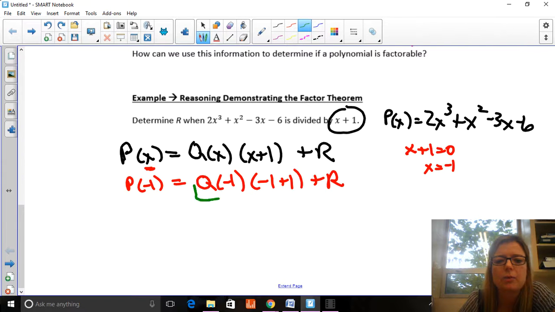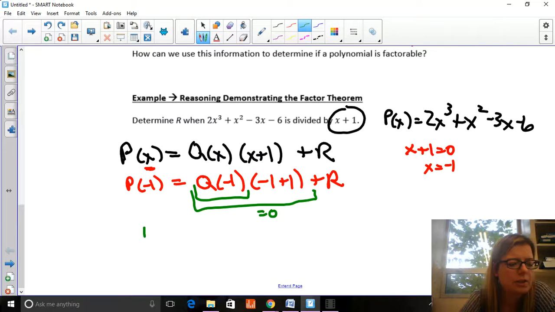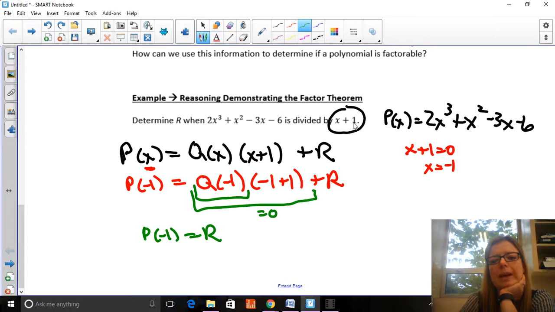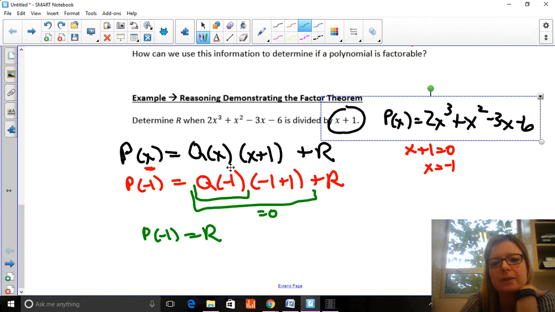This means that you get the quotient, whatever it is, it's some polynomial. But look what happens here. Because I'm putting in minus 1, which is the number that makes this bracket 0, that makes this whole part equal to 0. So I actually just get that p at minus 1 is equal to the remainder. So when I'm dividing by x plus 1, if I put that value into my function, that will tell me what the remainder is.